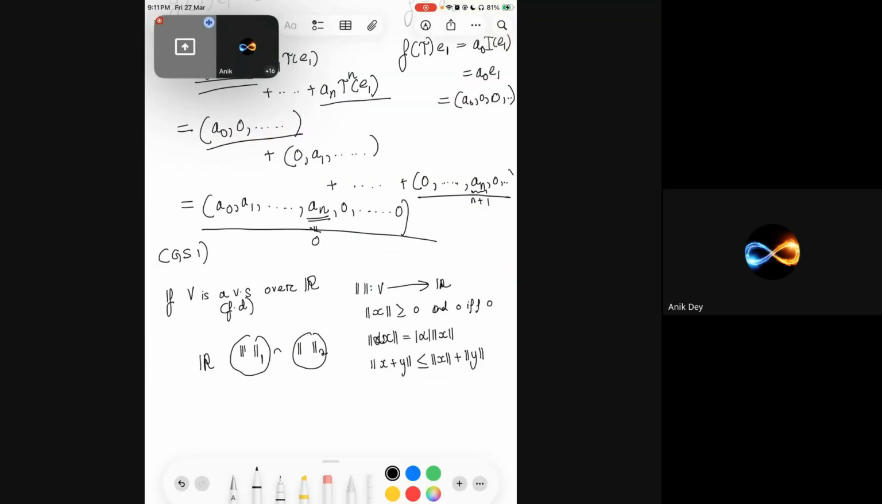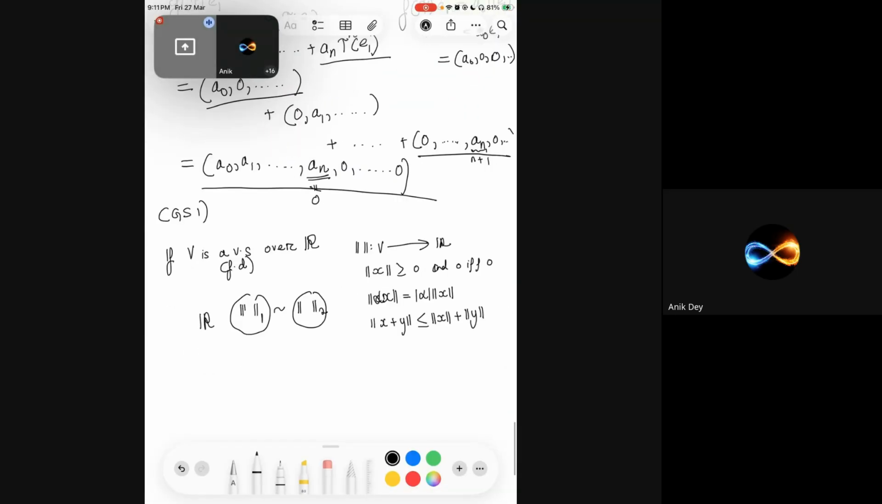What equivalent means is that this norm induces a metric, right? There are open sets under this metric, and there are open sets under the other metric. The open sets are exactly the same. The set of open sets is the same. So if you take any norm, not just on R, let V be any finite dimensional vector space over R, or complex also works.